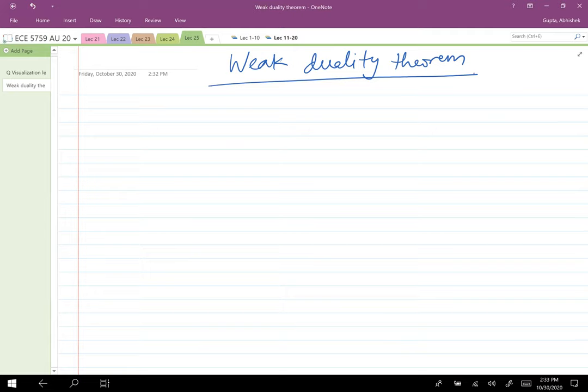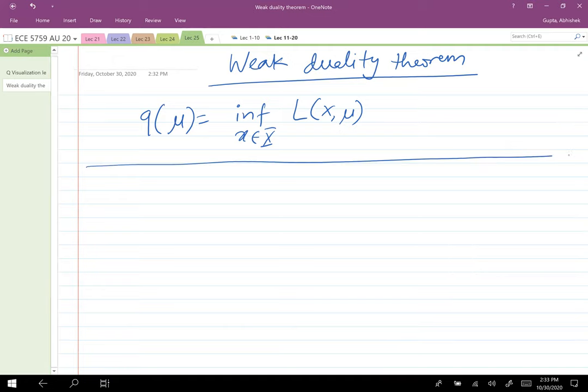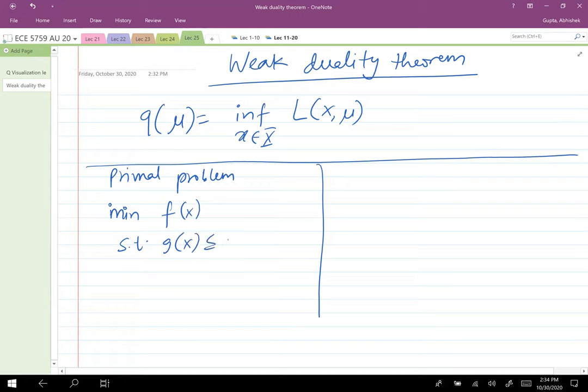So now we'll talk about the weak duality theorem, which basically extends the notion of the visualization lemma into a nice set of mathematical inequality. So let me define q mu as the infimum of the Lagrangian with respect to x. So now we have the primal problem, which is to minimize f(x) such that g(x) is less than or equal to 0. I am now going to write the dual problem, which is maximize q mu such that mu is greater than or equal to 0.